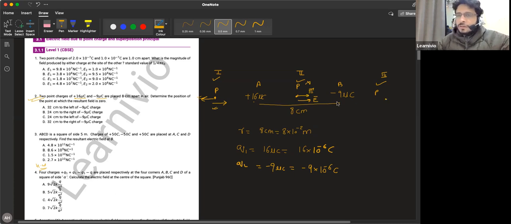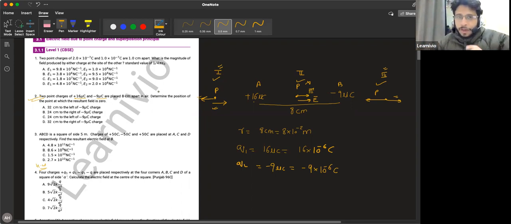We check here. This is minus, so the direction of field is towards the charge. This is positive, so the direction of field is away from the charge. It can cancel out. So point P can lie either in region 1 or in region 3. Then there is another trick. You have to decide out of region 1 and region 3 in which point P should lie.